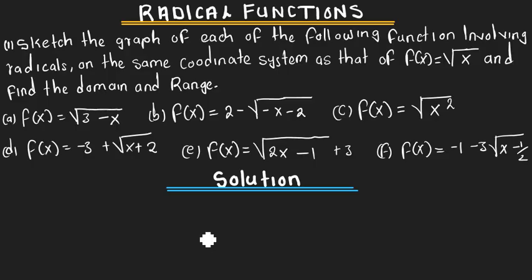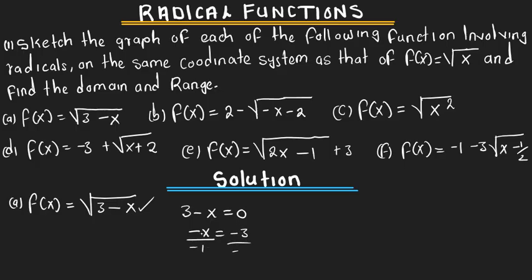So we have the first question. The first question is f of x equal to the radical of 3 minus x. So the first thing to do is to get what is inside and equate it to x. When we solve for x, this is going to be negative 3. Then at the end we are going to get positive 3. So our x coordinate is positive 3.